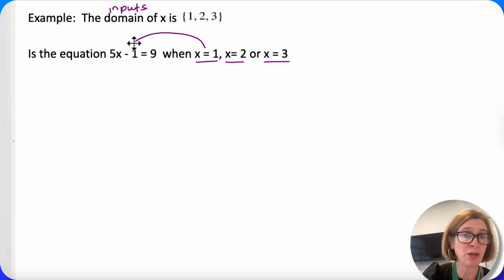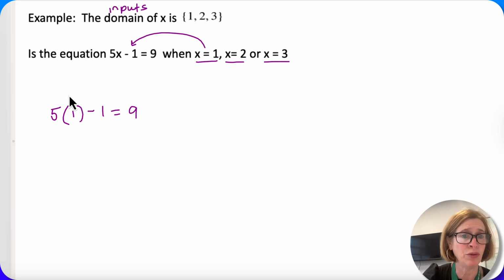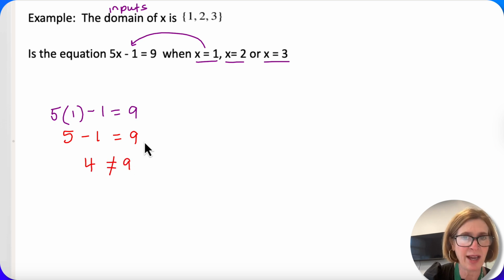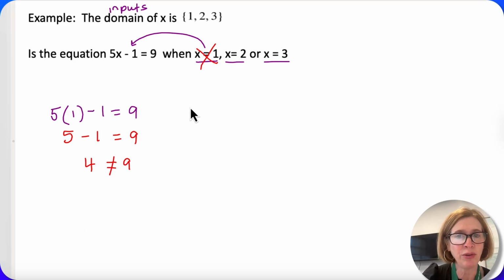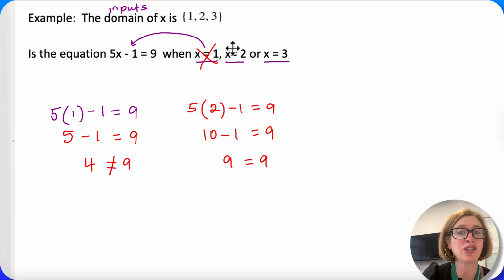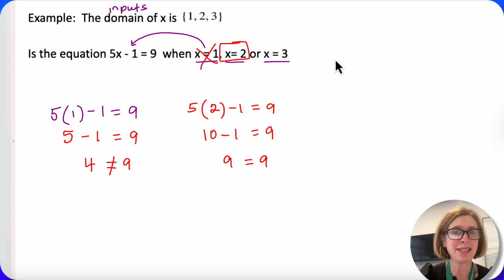We're going to try it with x equals 1. I'm going to substitute it in and see if it makes the math sentence true. Well, 5 times 1 is 5, 5 minus 1 is 4, 4 does not equal 9, so that is not making the math sentence true. All right, let's try 2. 5 times 2 minus 1 equals 9. That gives me 10 minus 1 equals 9. So 10 minus 1 is 9. 9 does equal 9, so I know that that is a solution to my equation, because it makes the math sentence true.